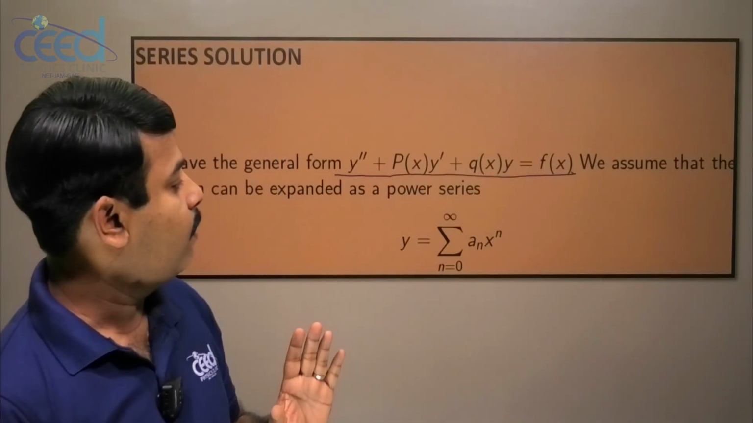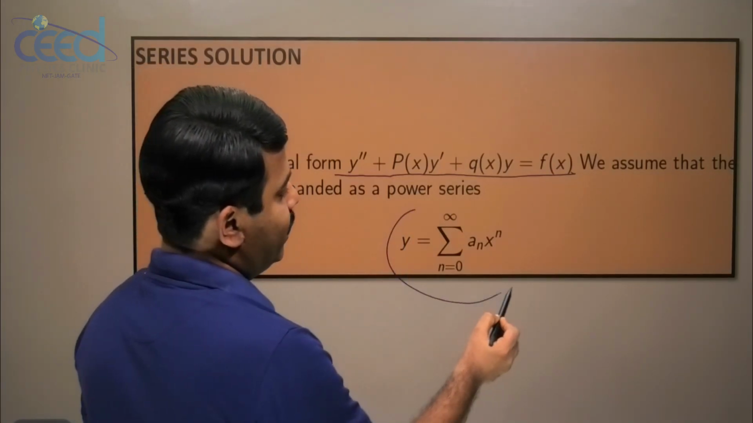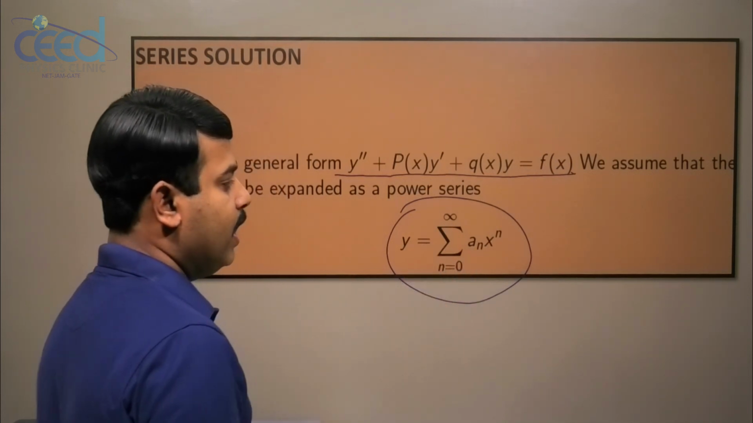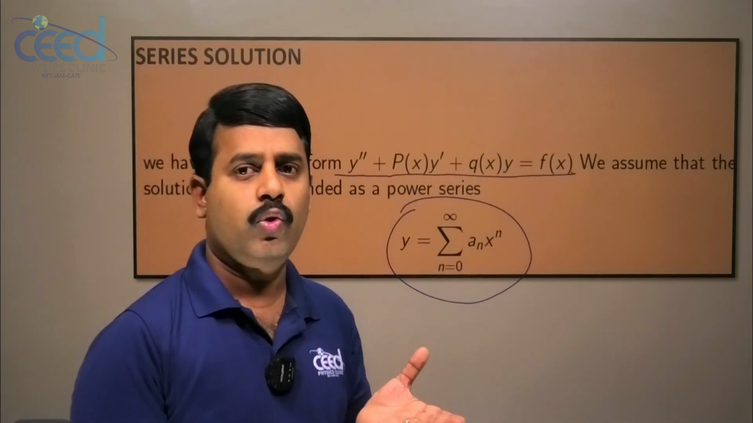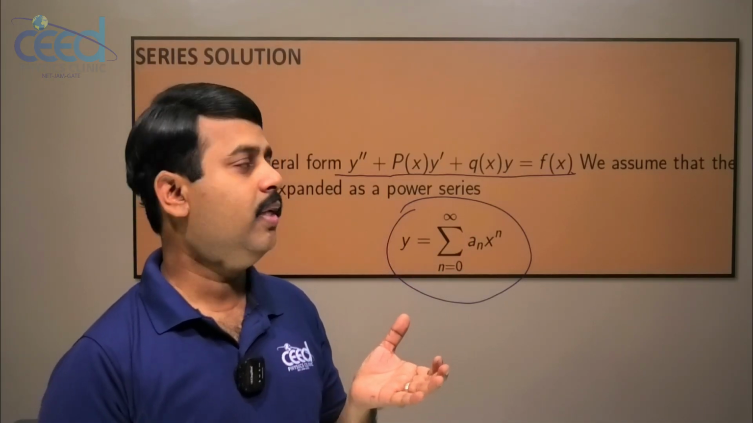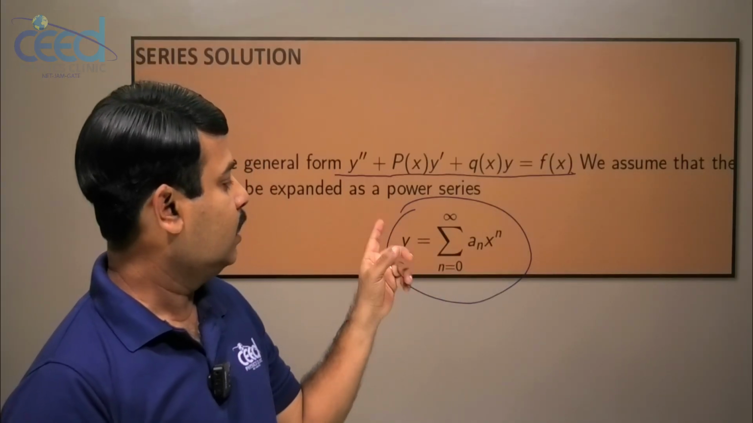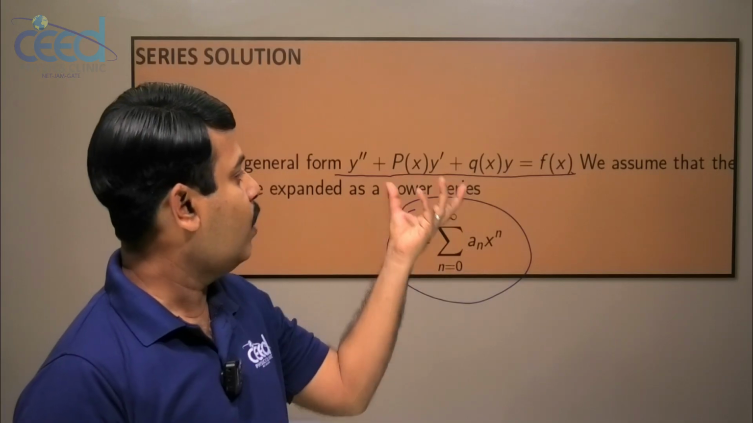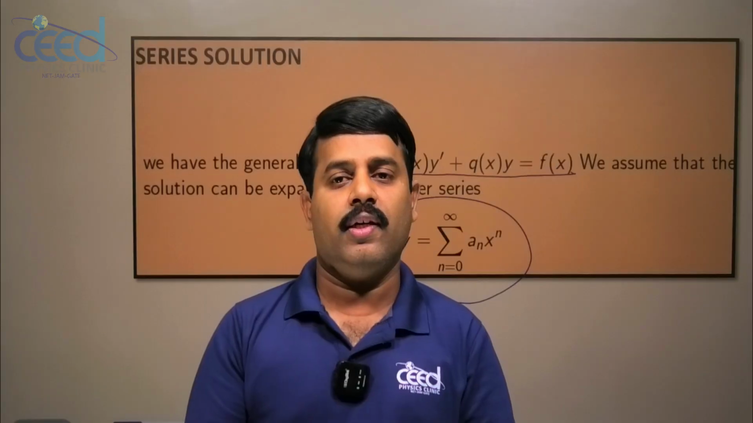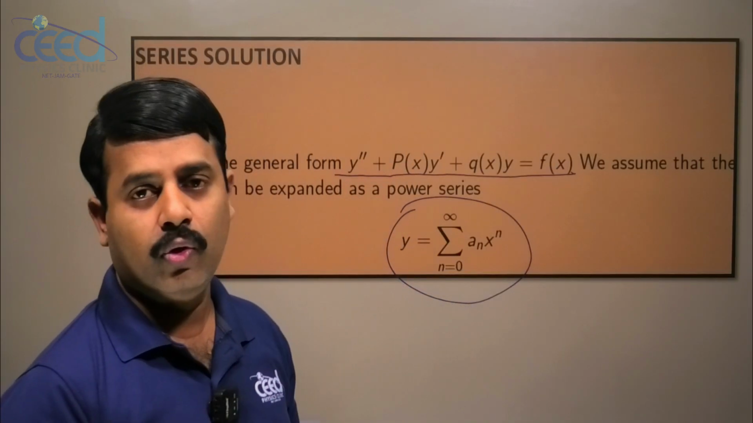To solve this, let us imagine the solution is y is equal to sigma n is equal to 0 to infinity a_n x raised to n, right? So we imagine this is the solution of this differential equation. Now from this y, first I find y dash, then I find y double dash. That value we substitute here and then we solve the differential equation, right? So this is the method we are going to follow.